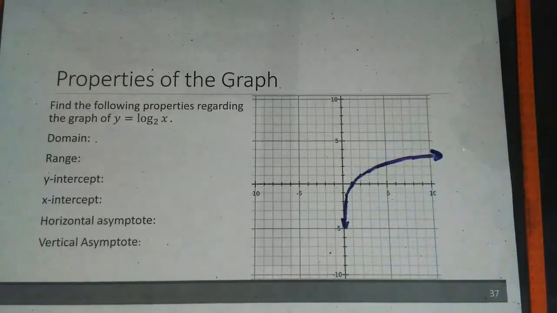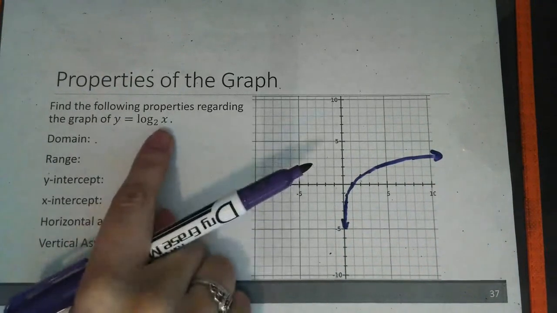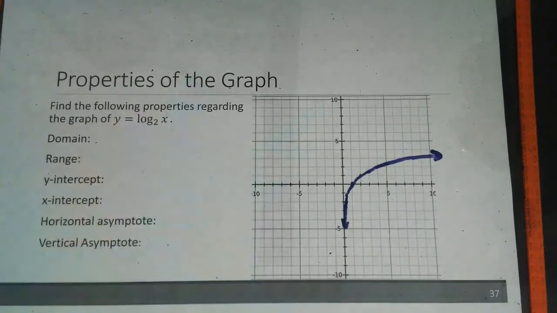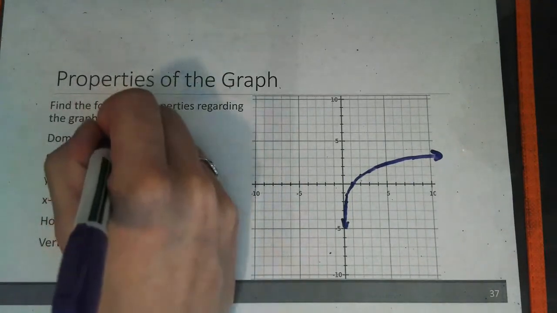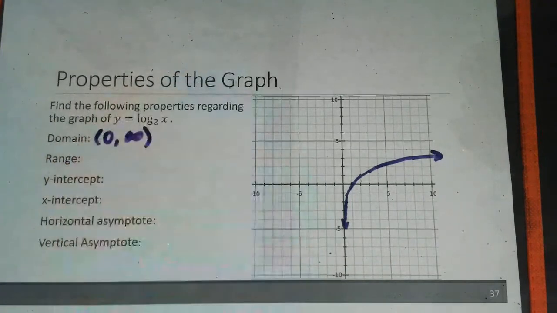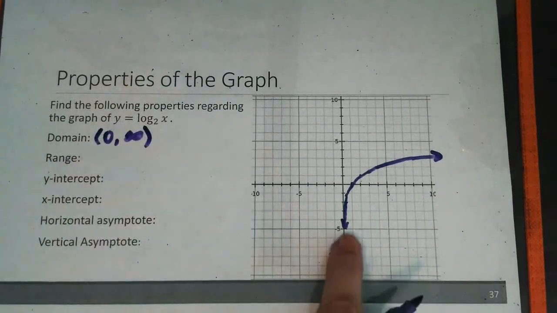So first up is the domain. Well, we were already finding the domain of logarithms before. We say that the argument, in this case x, has to be positive, meaning it's greater than 0. So we know x has to be greater than 0, which would be 0 to infinity. That matches up with our graph because we're never going to reach the y-axis. We're going to get really darn close. We're not going to touch it.